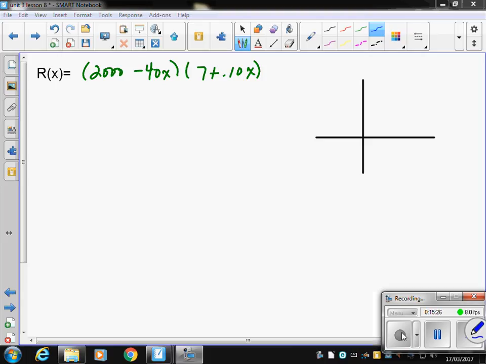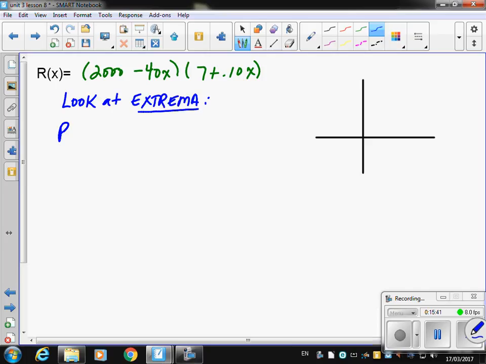So I'm going to start, sorry, this microphone keeps pulling my head. I'm going to start by looking at extrema. The order you consider these doesn't matter, but I want to know, where is the derivative 0? So let's find the derivative of this function.